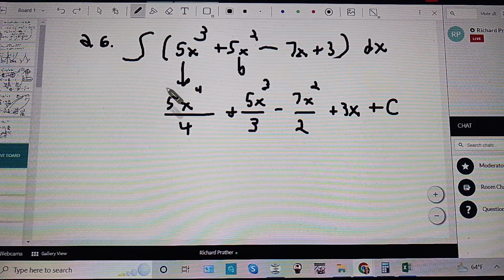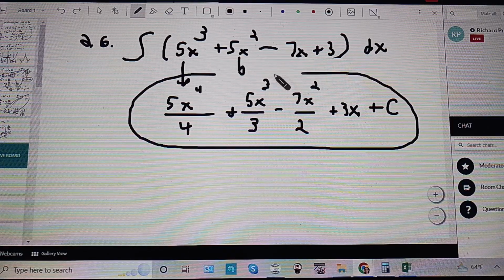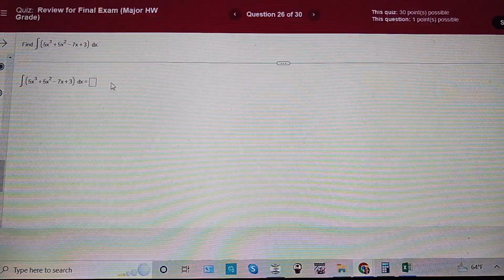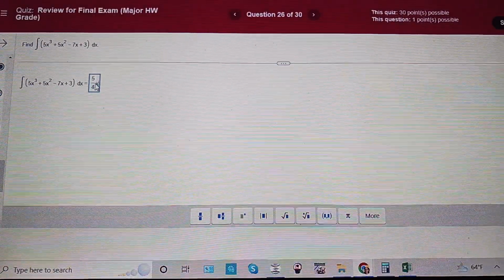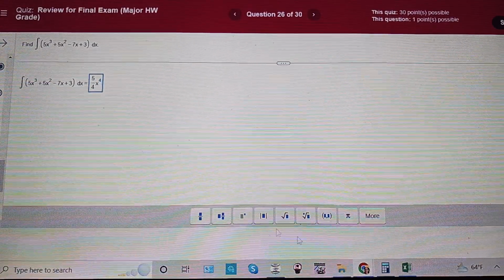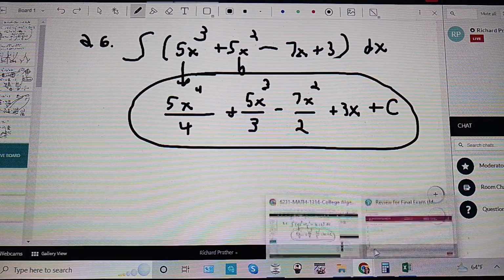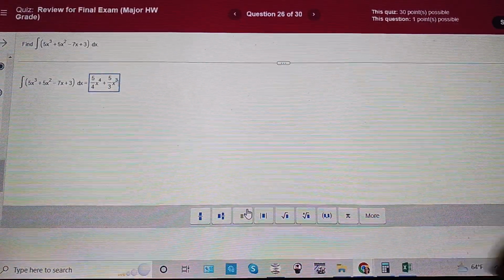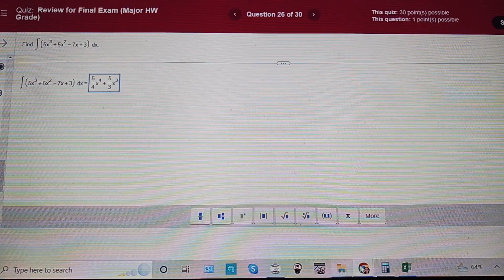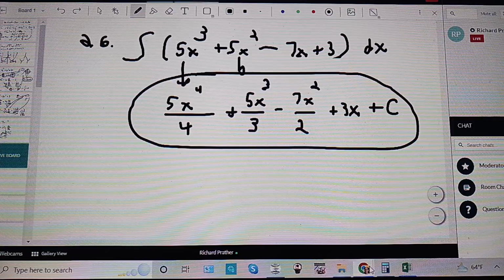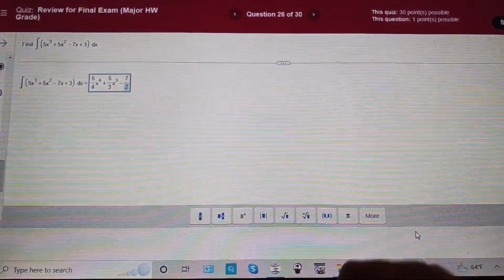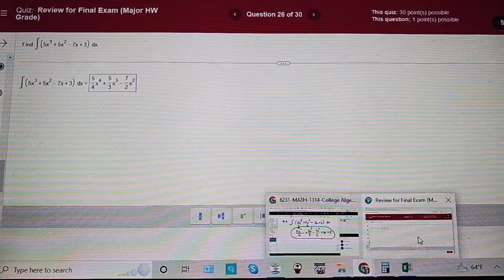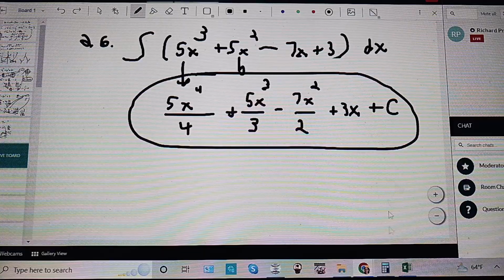And it doesn't look like anything reduces here, so I could just leave it like this. Or you could write 5/4 x to the 4th instead of putting it in the top of the fraction. So 5/4 x to the 4th plus 5/3 x to the 3rd minus 7/2 x squared and plus 3x plus c.